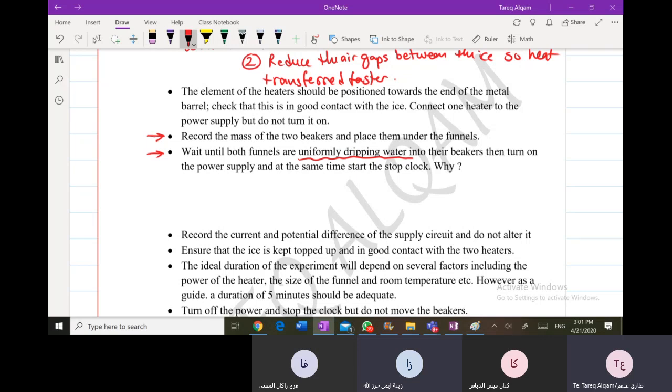Because I have to check that, at this moment, the whole ice has reached the melting point. Initially there will be melting, but where does the melting come from? From the regions that are near to the heater.